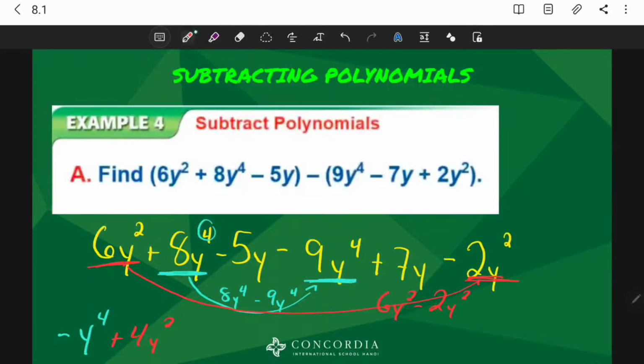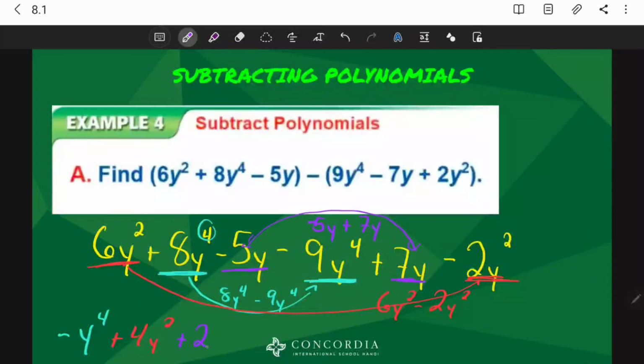And then the last, let me change color one more time for you, and we have our negative 5y and our positive 7y over here. So we're going to make those our next, and what I'm going to do for this one is negative 5y plus 7y. And if I have negative 5 and I add 7, that should give me a positive 2, so positive 2y.